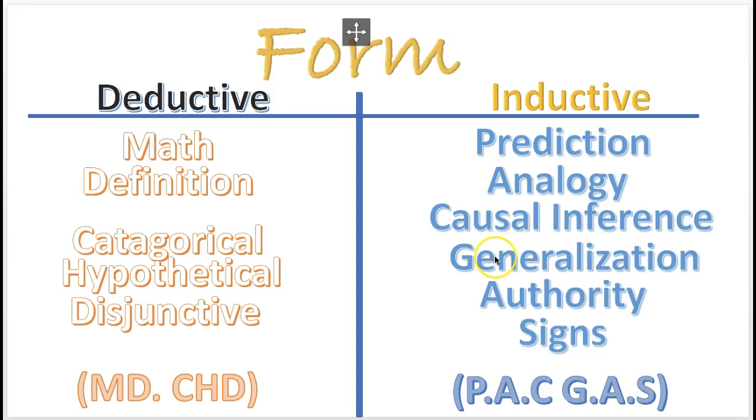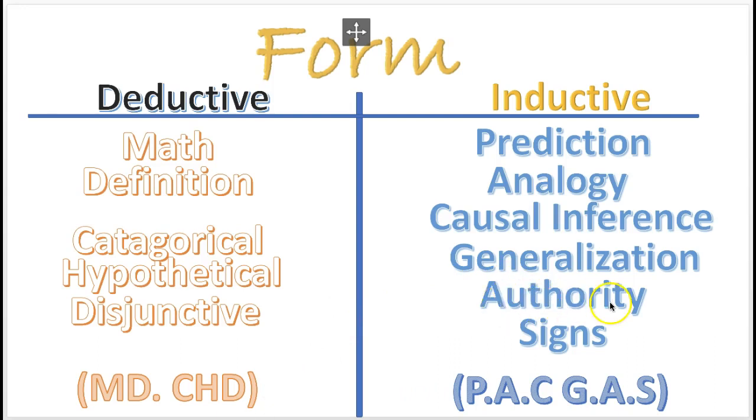Now a causal inference proceeds from knowledge of a cause to knowledge of an effect, or vice versa. An example would be, this mountain has a big crater on the top. It must have been a volcano at one time. Okay, now a generalization proceeds from knowledge of a sample to a claim about the whole group. Now an example would be, 6 out of 10 people said that they would vote for Hillary Clinton. Therefore, we conclude that 60% of the population will vote for Hillary Clinton.